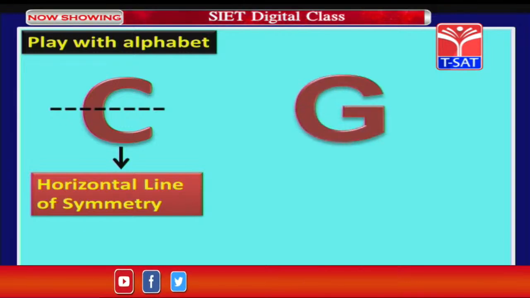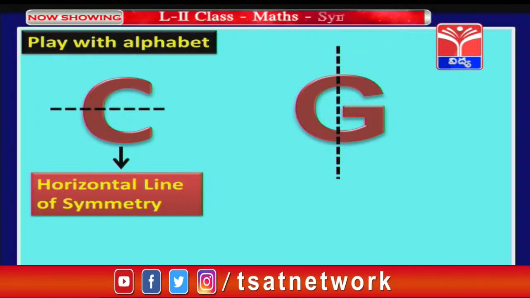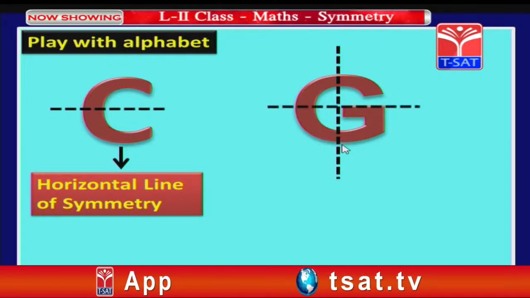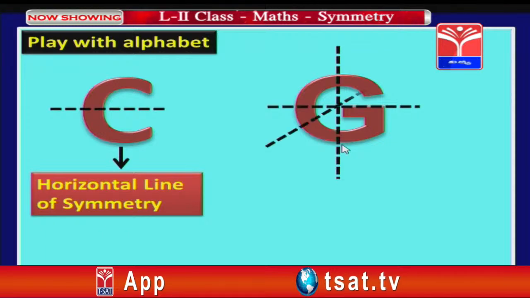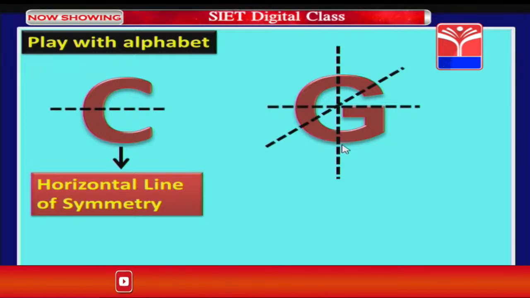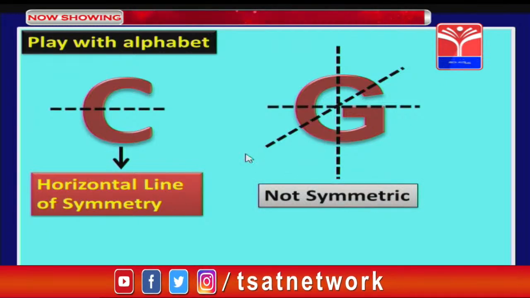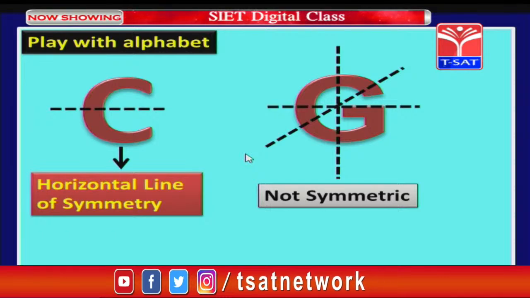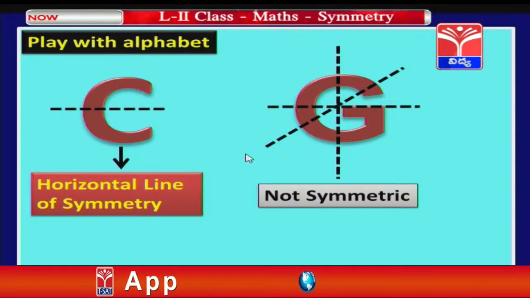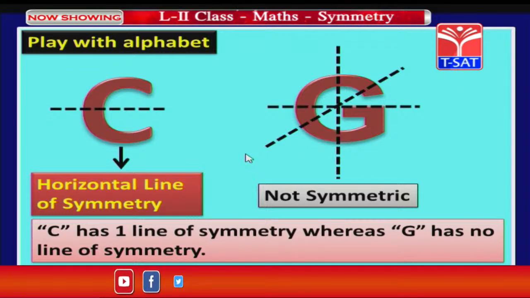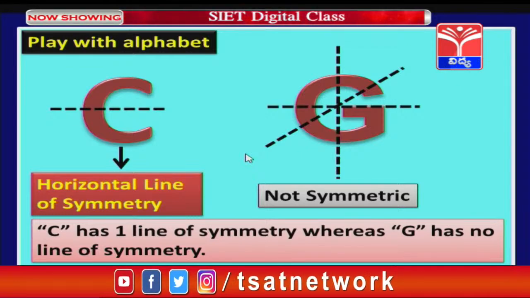Now, let us consider the letter G. If I draw a vertical line and fold along this, it will not make these two parts coincide. Now, let us draw a horizontal line. If you fold along this also, they will not be symmetric. And let us take a slanting line like this and check whether it is symmetric or not. No, even then they will not coincide. Then I can say that G is not symmetric. So, what do you conclude, children? Yes, C has one line of symmetry, whereas G has no line of symmetry. Got it, children?